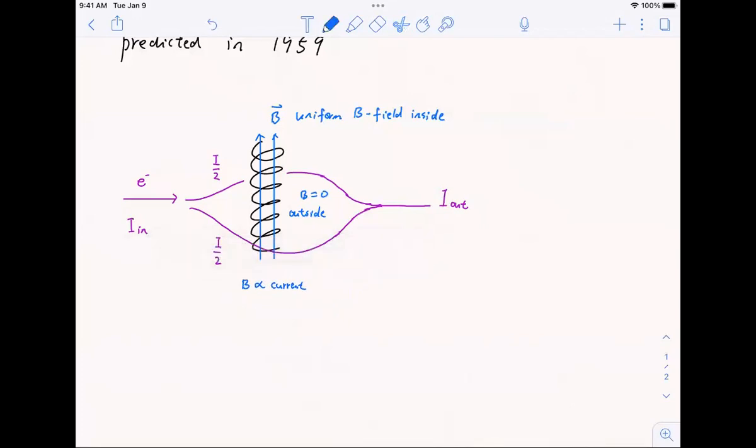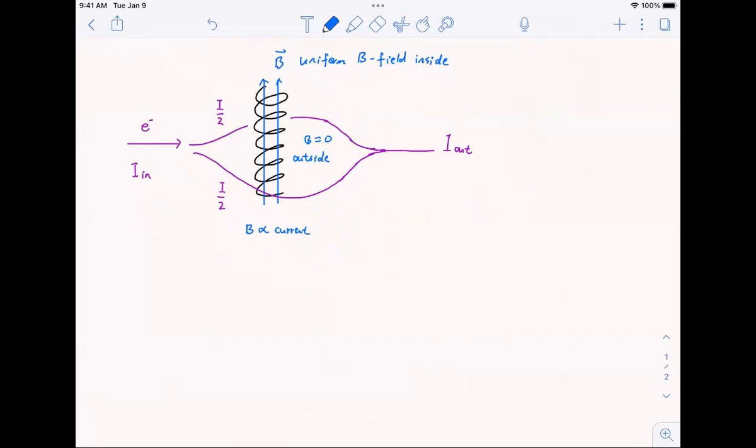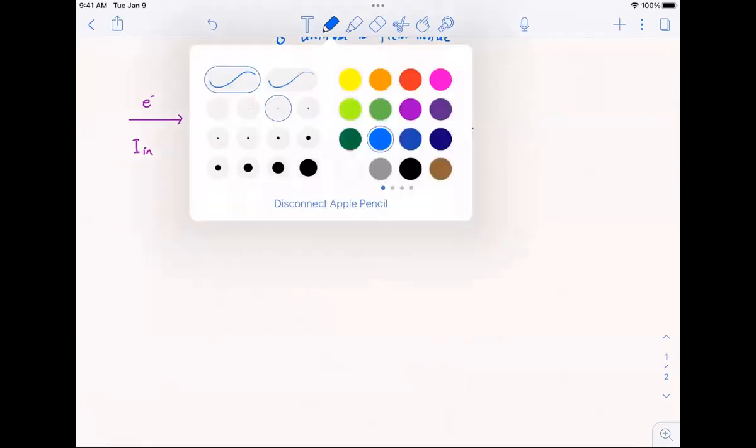And then if you use the classical picture, there's no B field outside. The particle does not see any B field. So you would say there's no difference between this beam and this beam, because both of them see an identical 0 B field. There should not be any difference between these two beams.